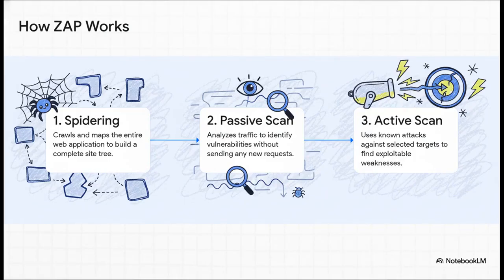So how does this digital inspector actually inspect? It's a pretty cool three-step dance. First, it does something called spidering, where it basically crawls through your entire app to draw a complete map, just like an attacker would. Next up is passive scanning. Here, it just watches the traffic flowing by, looking for any obvious red flags. And then, the main event, the active scan. This is where ZAP actually starts acting like a hacker, launching known attacks to see if it can find any real holes to break through.